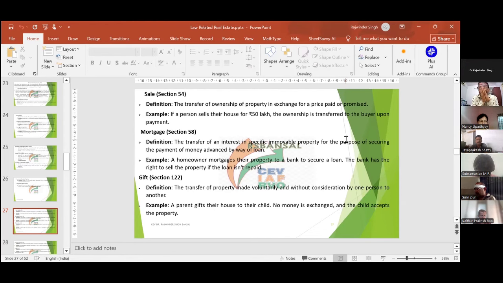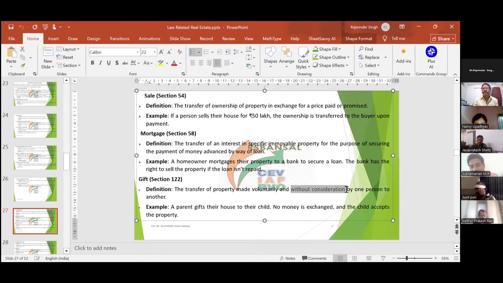Then gift is covered under section 122. The main thing is you have to remember the sections. The definition of gift is transfer of property made voluntarily without consideration. See here, it is without consideration, meaning no payment is to be made in a gift by one person to another person. In selling, you have to make payment. The only difference is that in case of gift, there will not be any consideration.